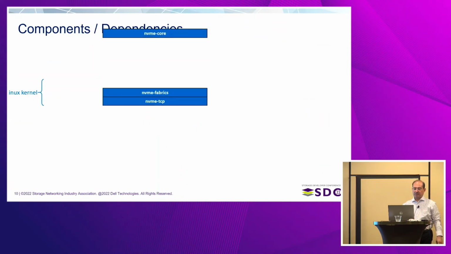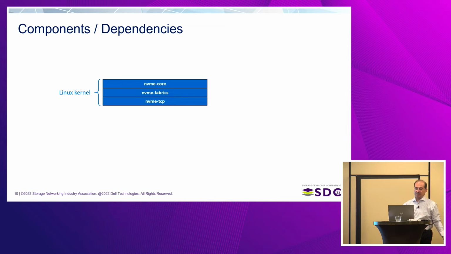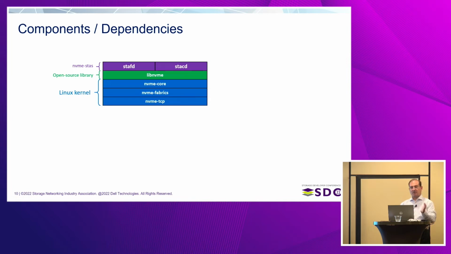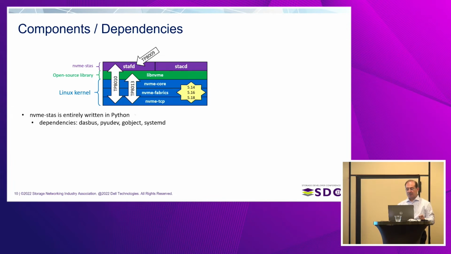The component dependencies: there are pieces that are part of the Linux kernel, NVMe TCP, Fabrics, and Core. It's based on the open source library libnvme, and that is basically what is used by both stafd and stasd. As I say, it implements TP8010, 8009, also 8013, which is the unique NQN for a discovery controller. These are the Linux kernel versions that support these things.